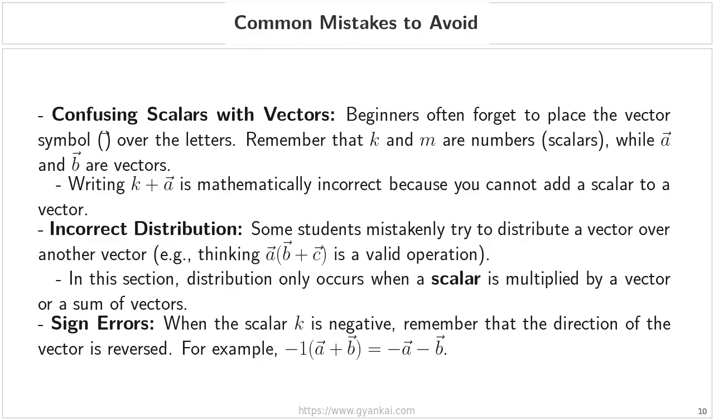Finally, keep an eye out for sign errors. This is particularly important when dealing with negative numbers. When your scalar k is negative, remember that it doesn't just change the magnitude, it actually reverses the direction of the vector. For example, if you have -1 multiplied by the quantity a vector plus b vector, the result is negative a vector minus b vector. Keep these 3 points in mind to ensure your algebraic manipulations remain accurate as we move into our final key takeaways. Key takeaways.